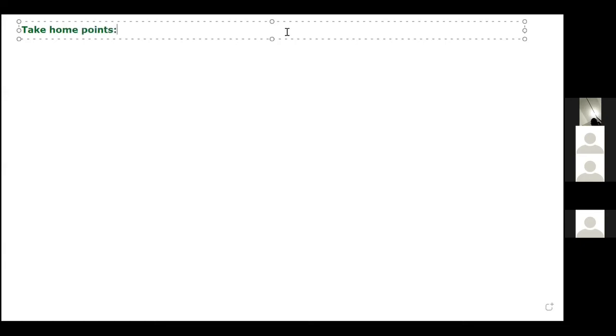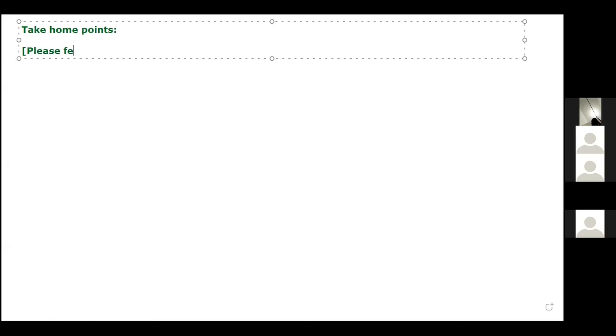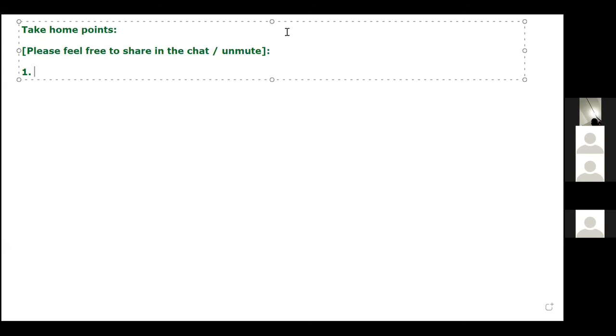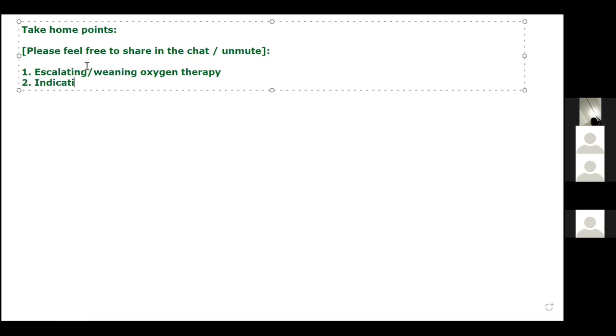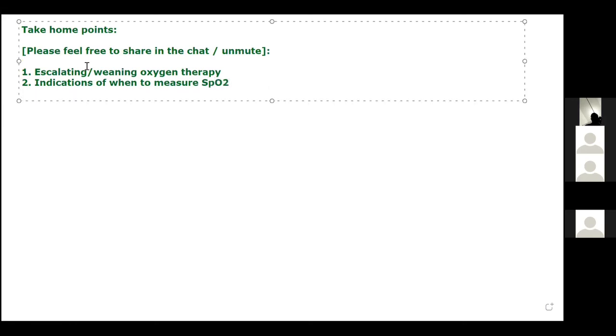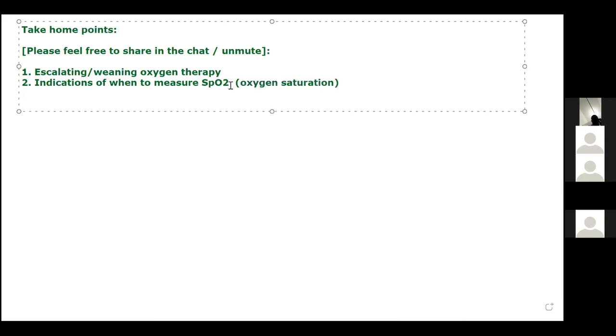Start, and then Ari will follow and jump on. Okay, for our group, we had many take-home points. The first one was about the decisions about escalating oxygen therapy. The second one was indication of when to measure SpO2, or indication of when to measure oxygen saturation. The third one was different tracing for oxygen saturation reading.